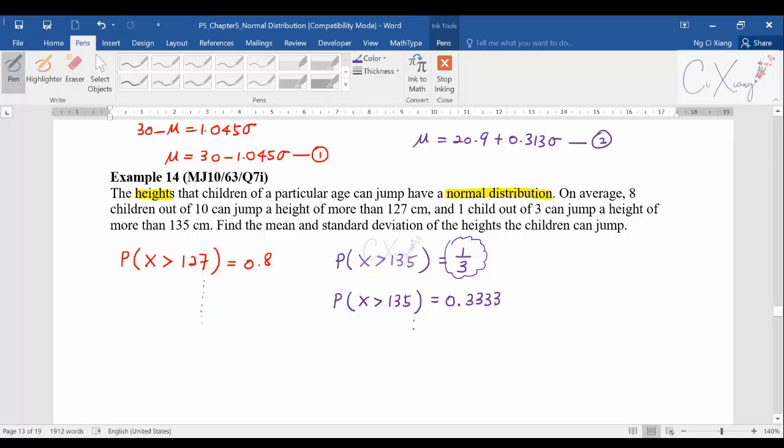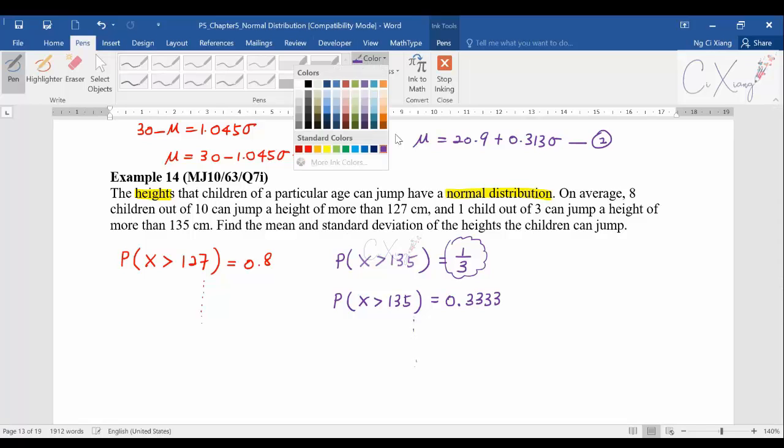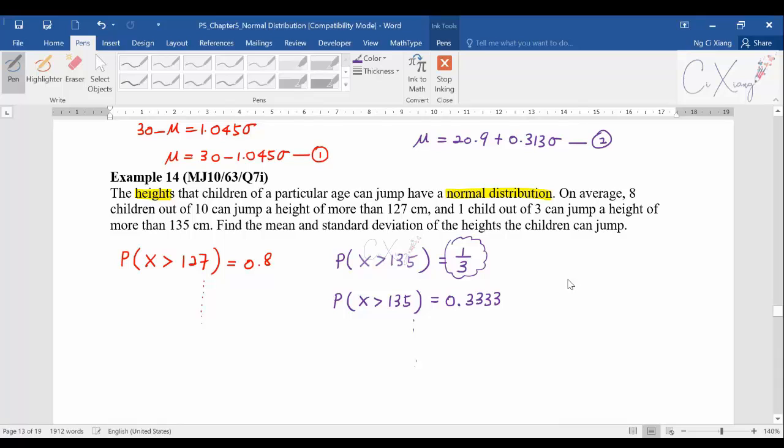Then from here you form the second equation. So in the end, what answer should you get? The mean you should get is 132, rounded off to 3 significant figures, and the sigma that you get should be 6.2. So this example I'll leave for you to solve yourself. If you face any problem, let me know. Alright, that's all for this video.